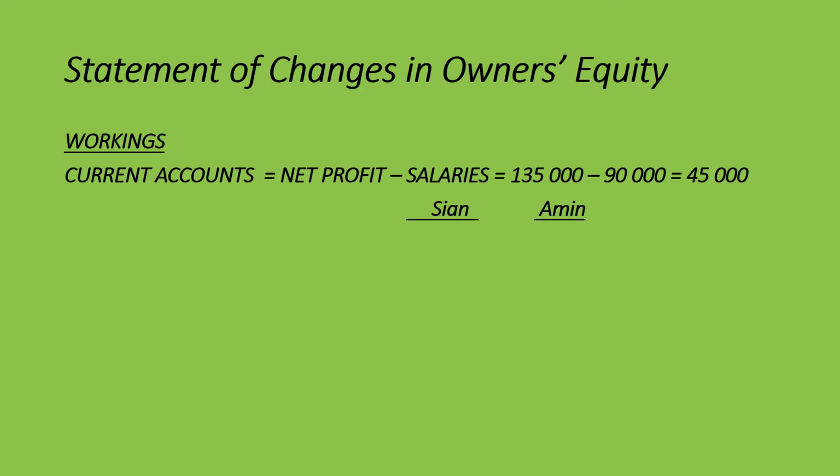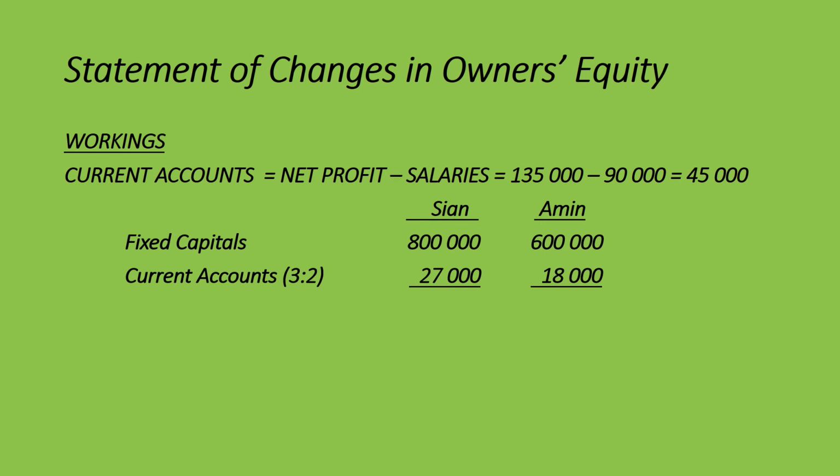Okay, so we will get the equity being the fixed capital, the current accounts 3 to 2. This 45,000 that we got here, shared 3 to 2, and it gives us total equity of 827 and 618. All right, the capital will remain fixed, so you do not add these onto it. You just show these as the investment in the business.